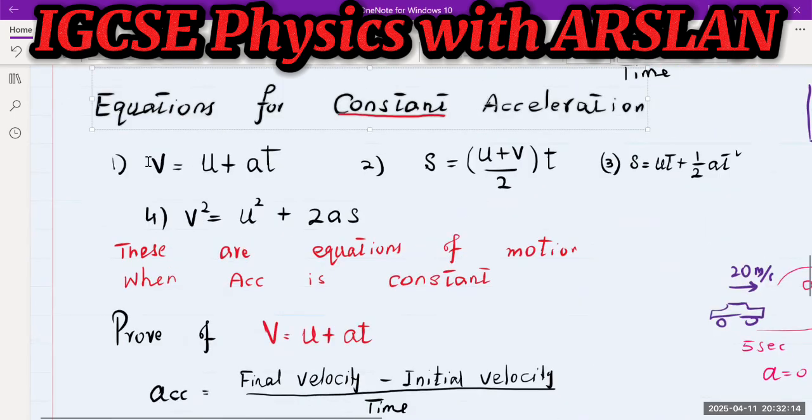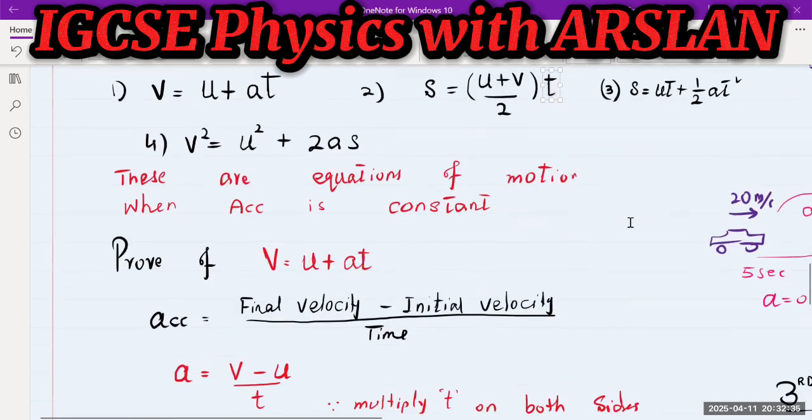So first of all, the first equation is v is equal to u plus at. V represents the final speed or final velocity, u is the initial velocity, a is the acceleration, and t is the time. Similarly, s is the distance, u is the initial, v is the final, and t is the time, and a is the acceleration. So these equations are only applicable when the acceleration is constant.